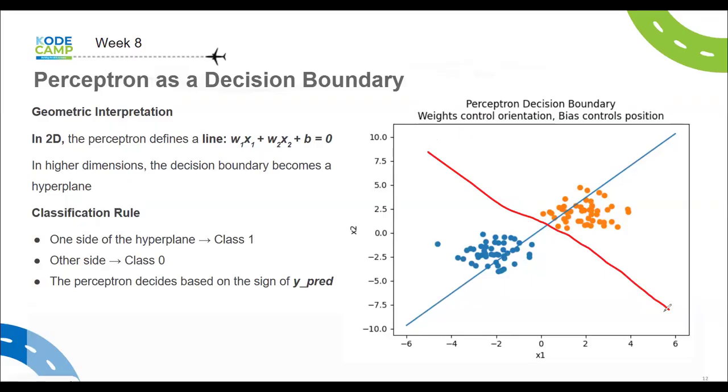In higher dimensions, this decision boundary, of course, becomes a hyperplane. We talked about hyperplanes when we were talking about support vector machines. In 2 dimensions, the decision boundary is a straight line. In 3 dimensions, it is a plane, a single flat plane. In dimensions above 3, 4 dimensions and above, it's what we call a hyperplane, which is effectively a plane that exists in a multidimensional space.